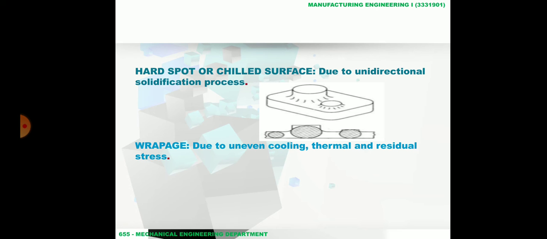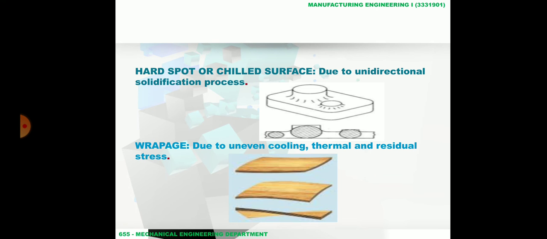Breakage is due to uneven cooling and thermal residual stress. The sheet will bend from both of its edges or twist from its end. Such a defect is known as breakage, and it is due to uneven cooling and thermal and residual stress produced during the hot rolling process.